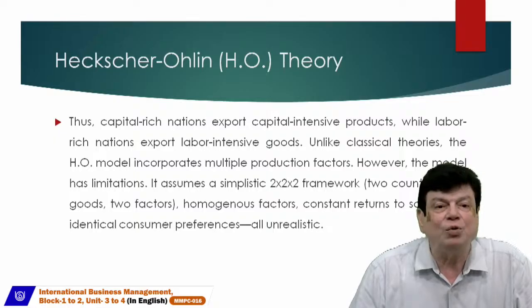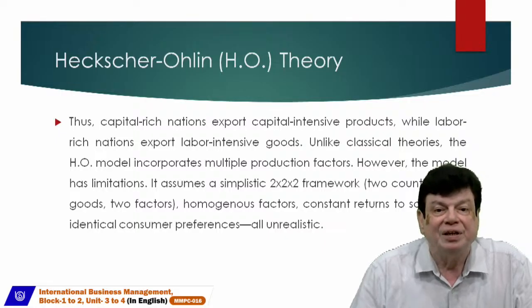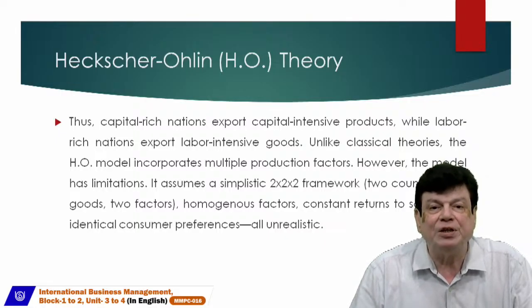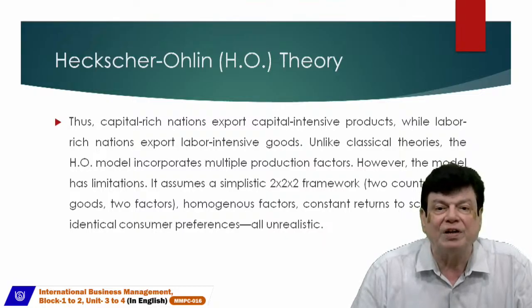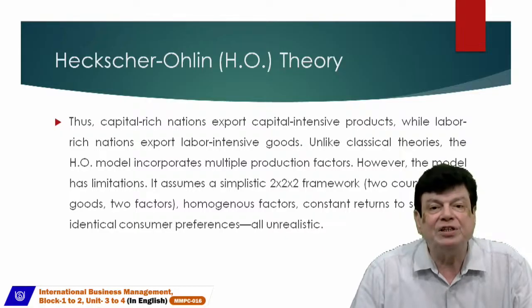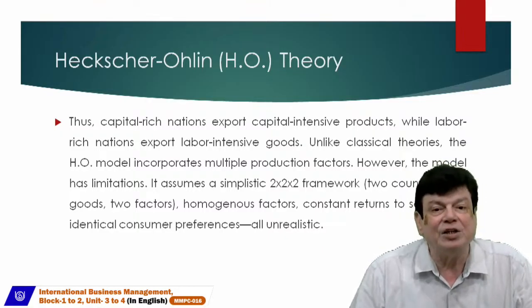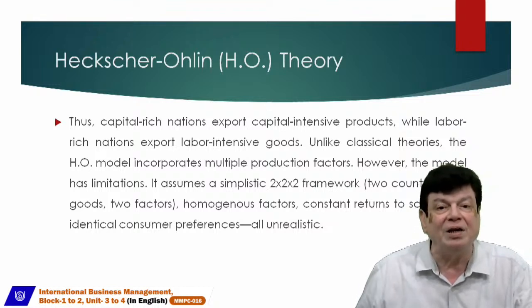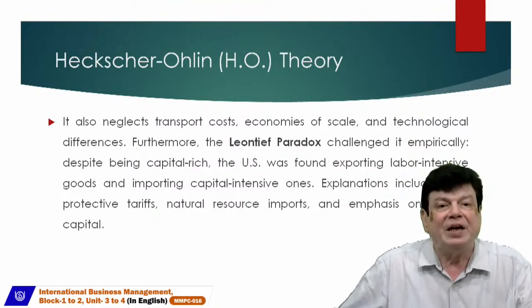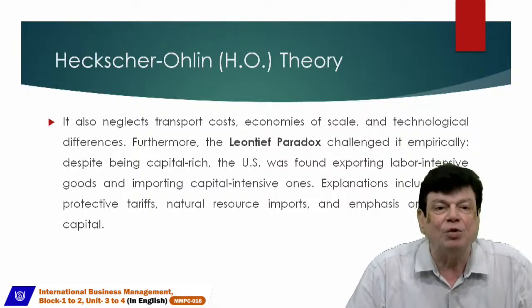Unlike classical theories, the HO model incorporates multiple production factors. However, the model has limitations. It assumes a simplistic 2x2x2 framework: 2 countries, 2 goods, 2 factors. Homogeneous factors, constant returns to scale and identical consumer preferences, all unrealistic. It also neglects transport costs, economies of scale and technological differences.